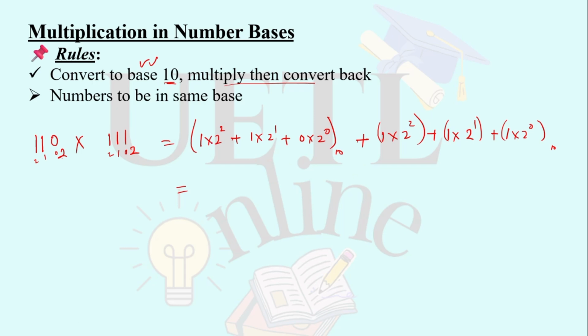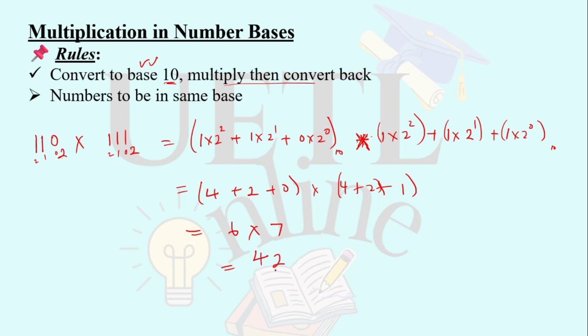Now we just have to solve this. It becomes 1 times 4, which is 4, plus 1 times 2, which is 2, plus 0. This was the first conversion. Then here was multiplication. So this becomes 1 times 4, which is 4, then 1 times 2, which is 2, and 1 times 1, which is 1. So we get 6, which is going to be multiplied by 7. This means that our answer is going to be 42.